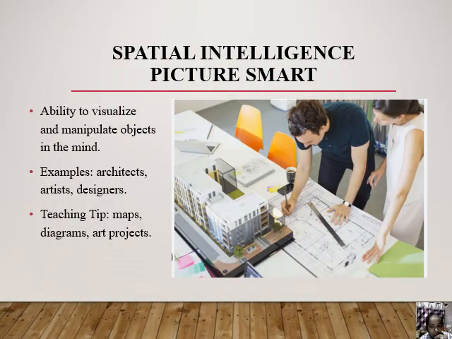Next is spatial intelligence, or we can say picture smart. People with this kind of intelligence have the ability to visualize and manipulate objects in the mind. People who are strong in visual spatial intelligence are good at visualizing things. These individuals are often good with directions as well as maps, charts, videos and pictures.